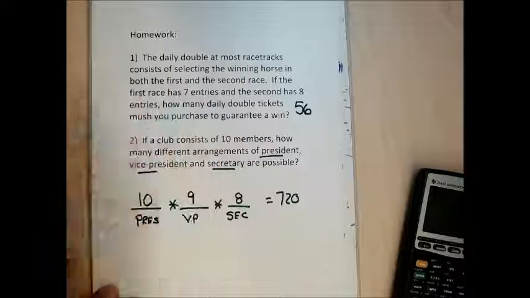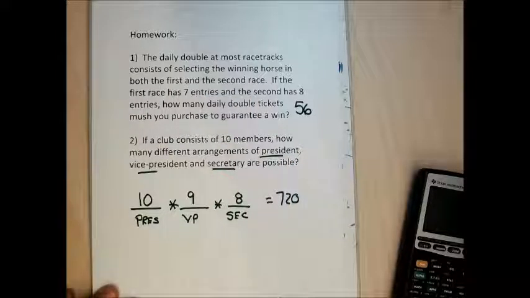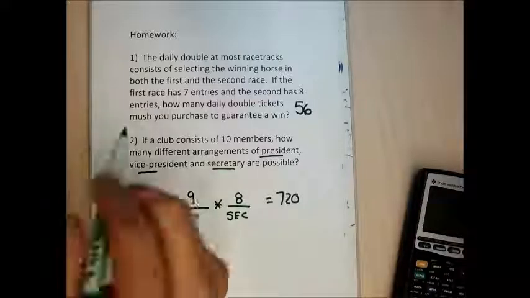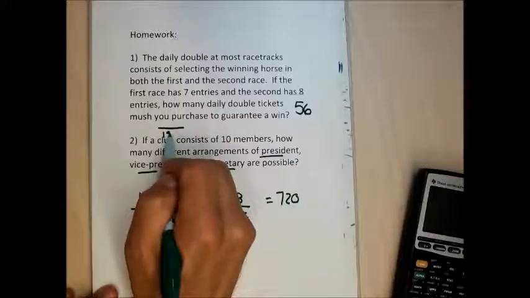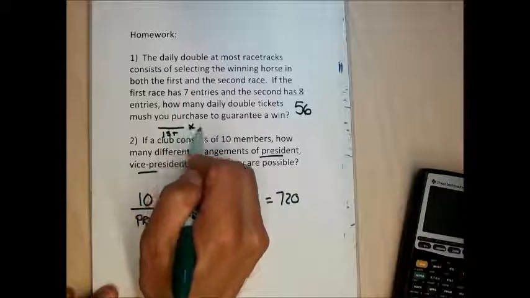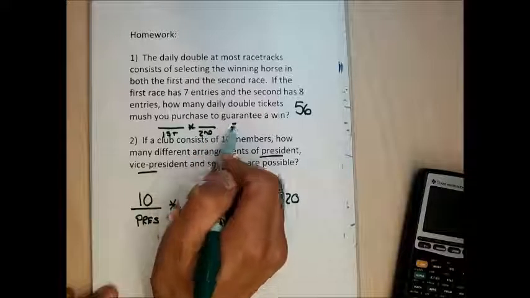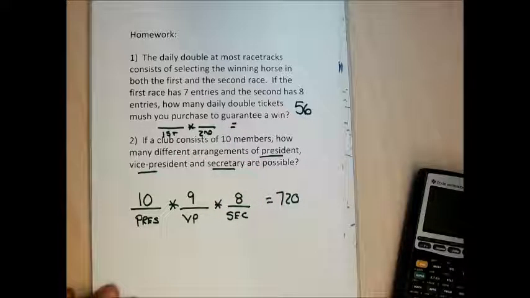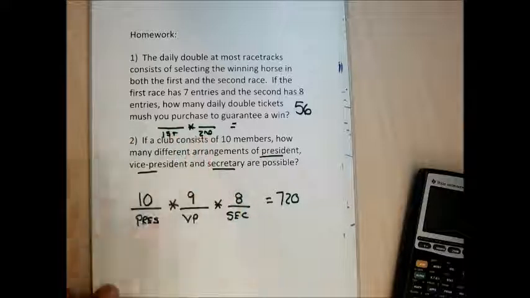For your problem 1, the daily double at most racetracks consists of selecting the winning horse in both the first and the second race. If the first race has 7 entries, the second has 8 entries, how many daily double tickets must you purchase to guarantee to win? So what you have to do is you have to win the first race and you have to win the second race to win the daily double.